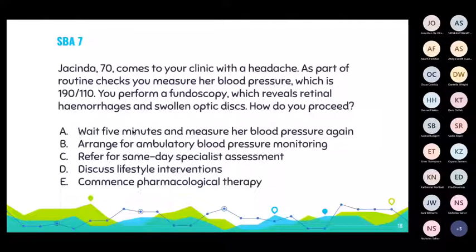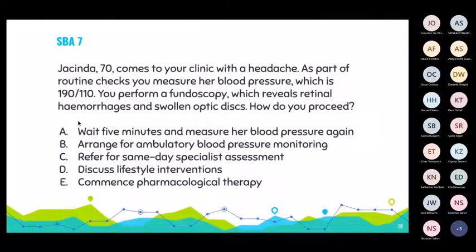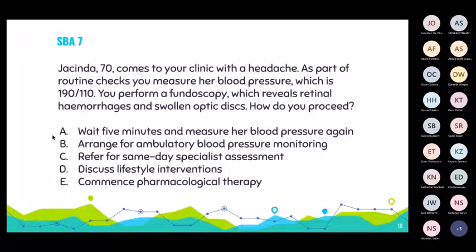In any normal situation, I work as a healthcare assistant part-time. In any normal situation, if someone's blood pressure measured this, I would just measure it again, because it's probably white coat hypertension. However, the key here is that you looked in the back of her eyes and she's got retinal hemorrhages and swollen optic discs, which you didn't know about before. So you must assume that these are as a result of the high blood pressure, and send her straight on to a specialist on the same day, because this could be really life-threatening.